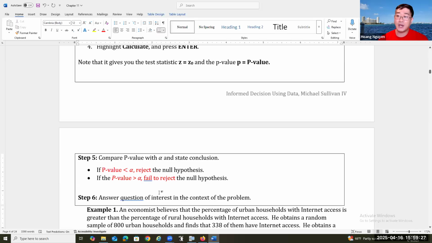And then after you get the conclusion of either reject or fail to reject, you're going to move on to step number 6, right? Answer the question of interest based on the context of the application. You're going to state it as there is sufficient or there is insufficient evidence to support the alternative hypothesis.